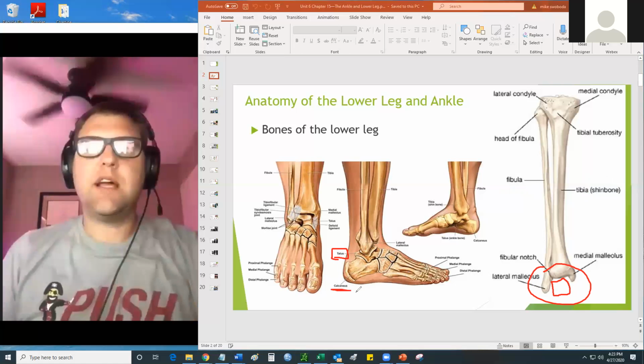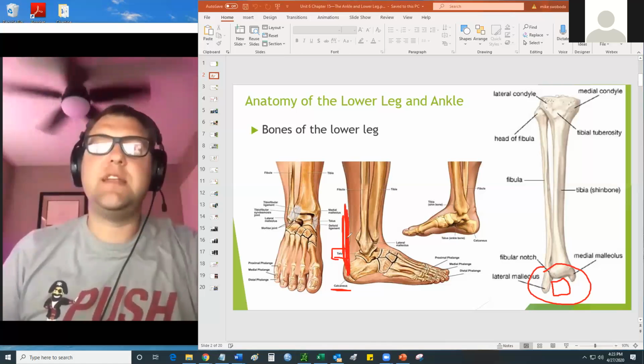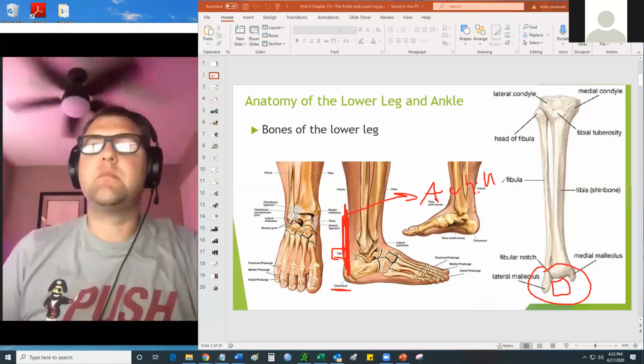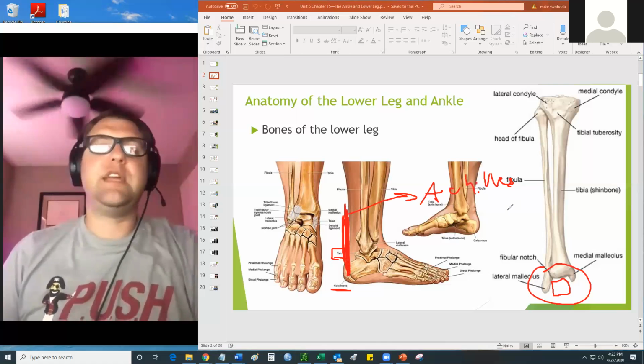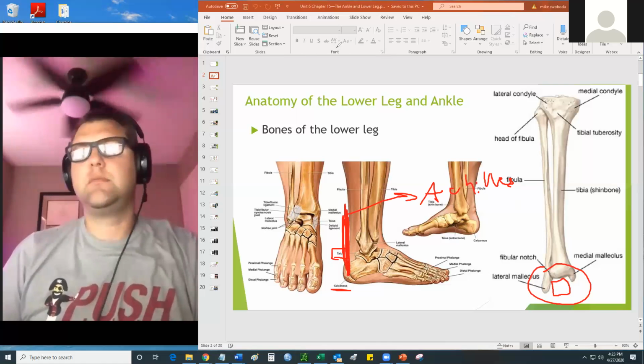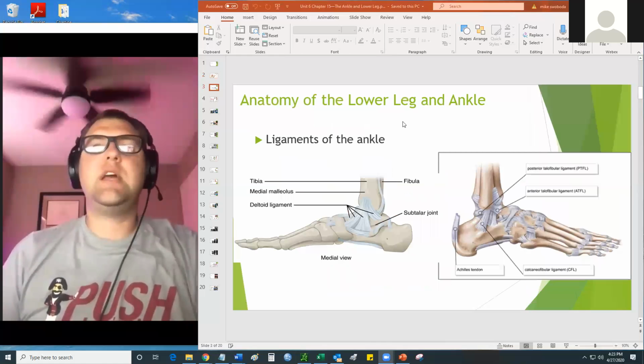The calcaneus is important because that is the attachment site for your calcaneal tendon, otherwise known as your Achilles tendon, which is the thickest tendon you have in your body. So those are really the main bone sites you have to know there.